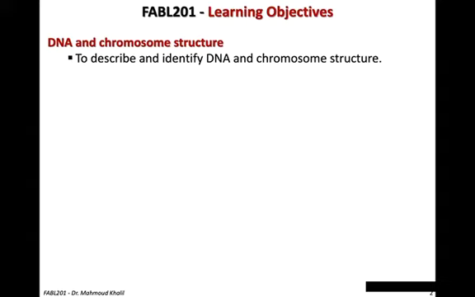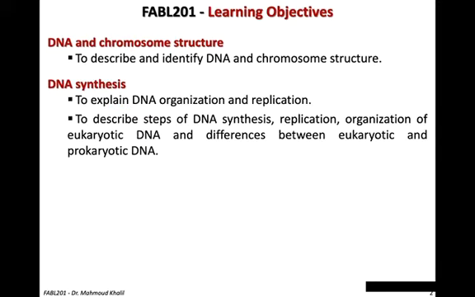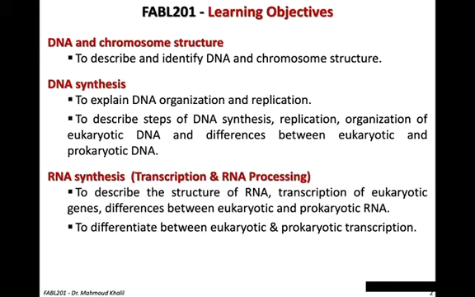So we need to describe and identify the components of the DNA and the chromosomes. As well, later on, in a subsequent lecture, we'll see how DNA is formed and how it will be replicated and organized. And we'll describe the replication process in the eukaryotes and the difference between the eukaryotic and the prokaryotic DNA. Then we'll deal with the transcription and the RNA processing, which is concerned with the RNA synthesis.